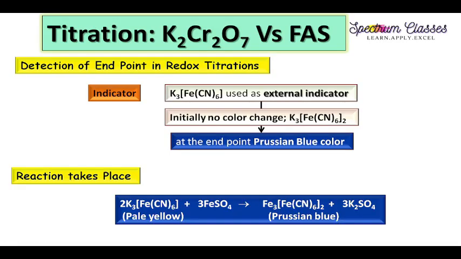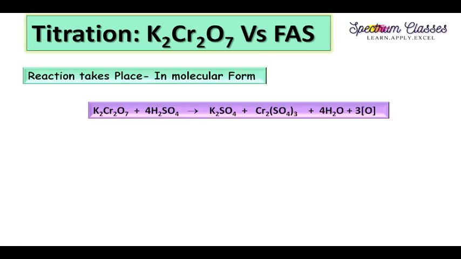The reaction that takes place here is K3Fe(CN)6, which is our indicator. On reaction with ferrous ions, as soon as it gets the ferrous ions, it turns into Fe3[Fe(CN)6]2, and this gives the Persian blue color. Now the reactions of our titration. This can be written in two different forms: one is the molecular form, the other is the ionic form. I'm going to cover both the reactions, in the molecular form as well as in the ionic form.